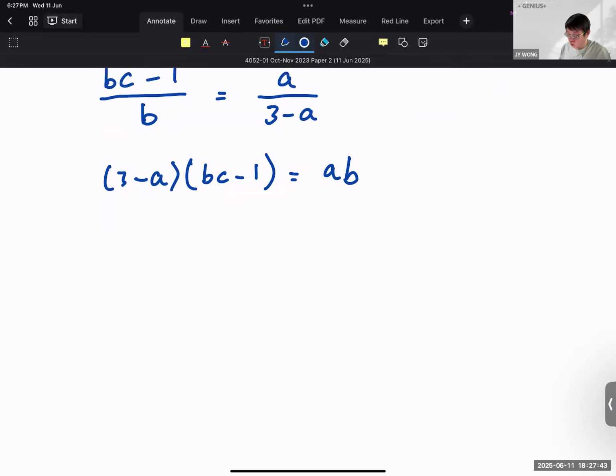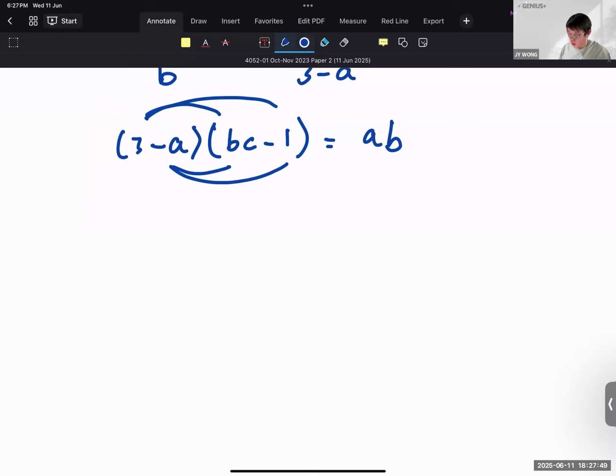And then from here, nothing better to do, right? Just rainbow it. And that's the reason why this question is actually 3 marks. It's not as straightforward as it seems. Okay, so 3BC minus 3 minus ABC plus A equals to AB.